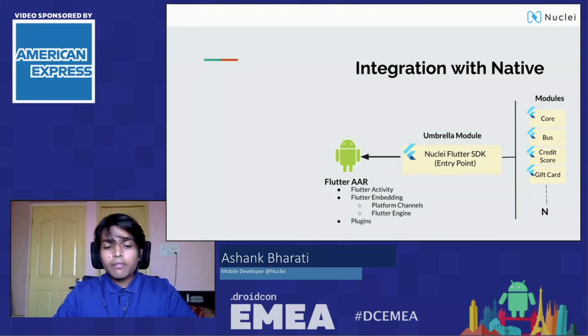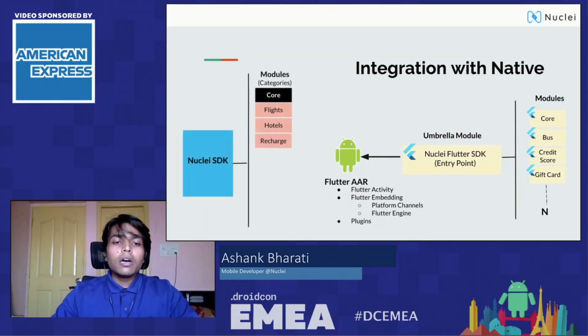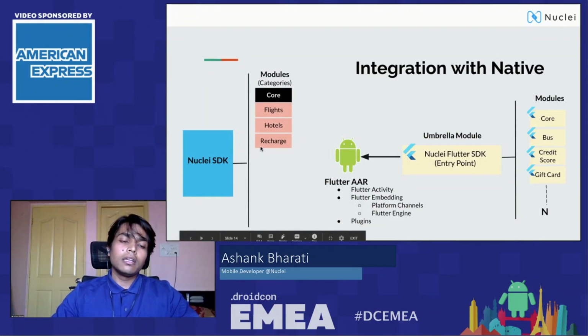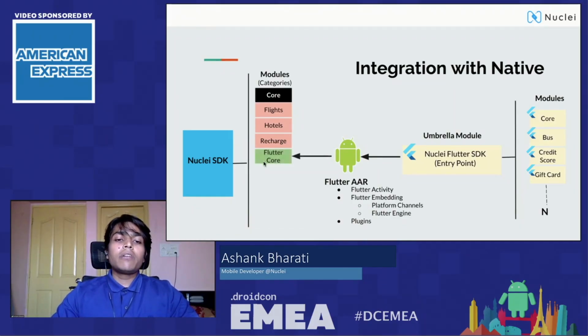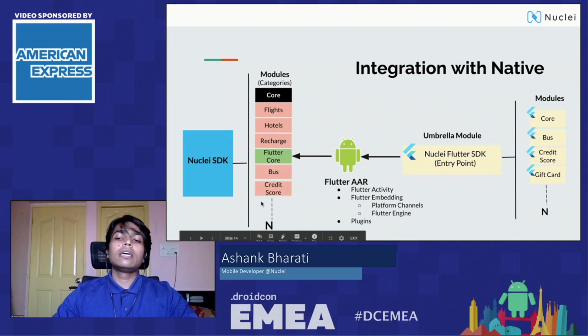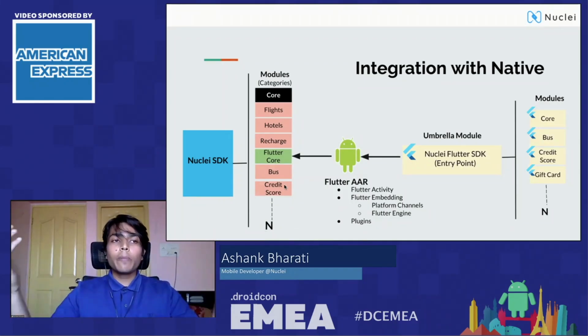Suppose I have built a Flutter Android archive file. The plugins will have Android related functionalities. If you build a framework in iOS, it will have iOS related functionalities. So now it's very simple. As I showed you earlier, these are already built categories on Nuclei SDK. We just build one more module and add it as an AAR file here, and then we build separately bus, credit score, gift card and other modules which are built on Flutter. These modules are not built again. It's just forming the entry points for the bus Flutter activity and credit score Flutter activity. So in this bus module, we'll create an entry point by extending this Flutter activity, and we just get access to this code here.